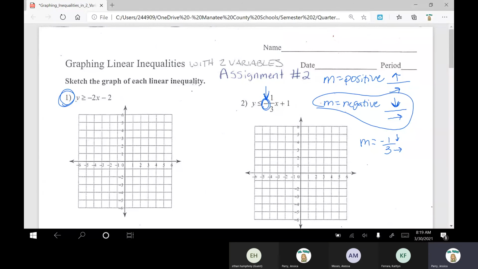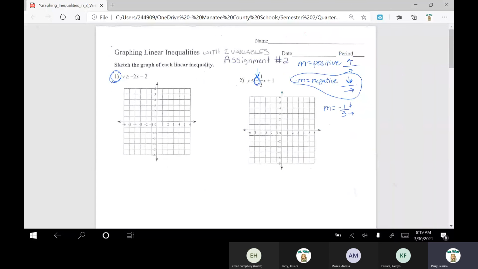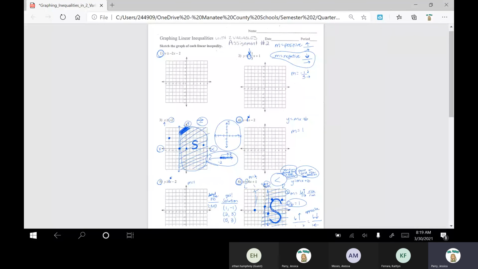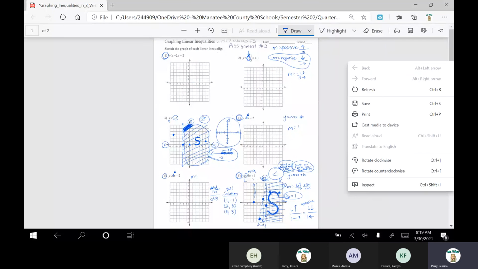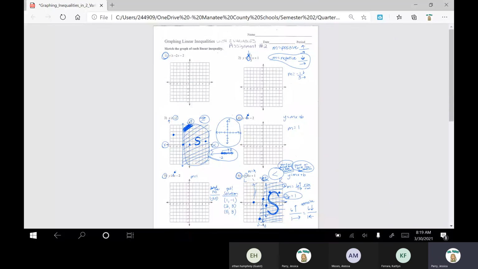Yes. Yeah? Okay, so if you guys have any other questions, you can stay here and ask me. If not, you can go ahead and log out. You're only working on page 1, all 6 of those questions. Make sure you identify your solution, submit the picture.